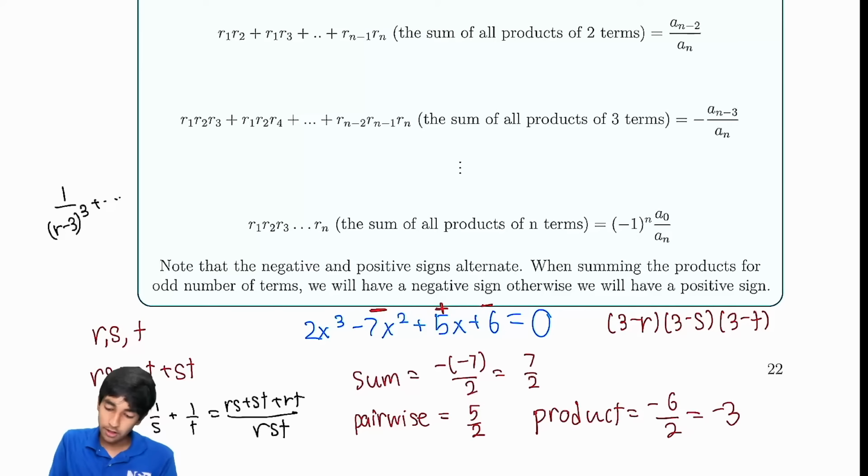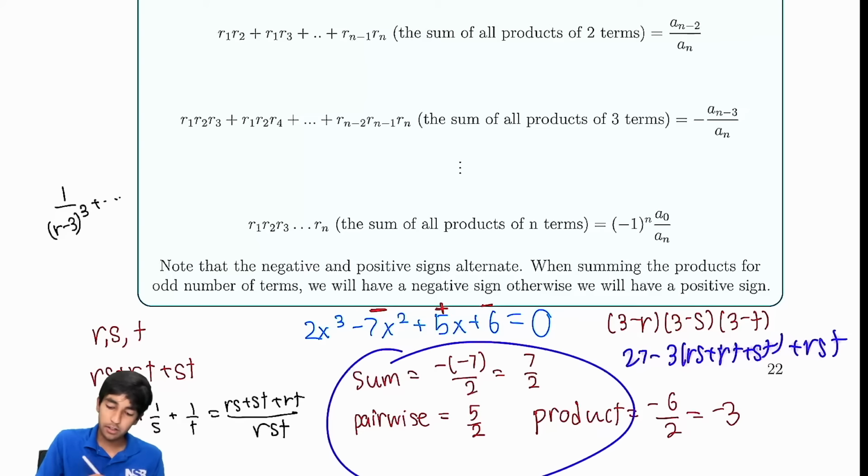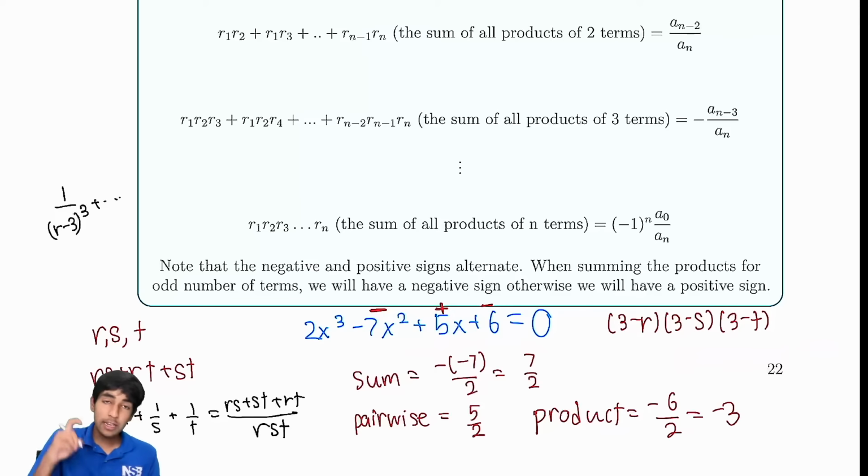So one way to do this is to expand this all out: 27, and then minus 3 RS plus RT plus ST, and then plus RST. You know, that would work, and then you can plug in your Vieta stuff. But there's a really neat trick.